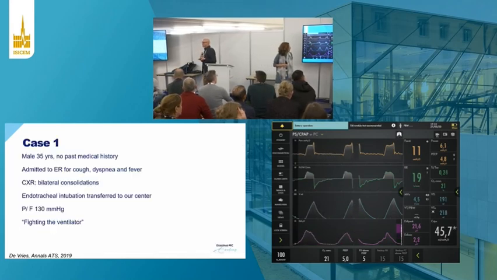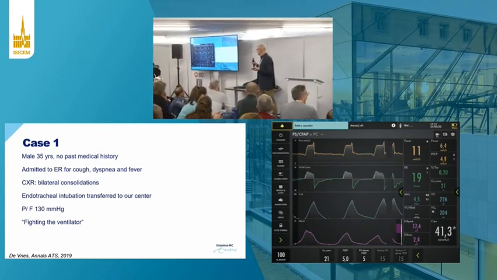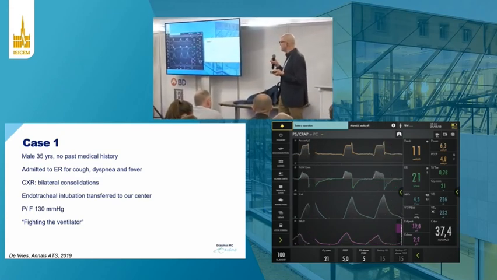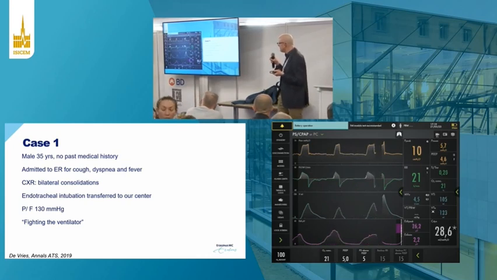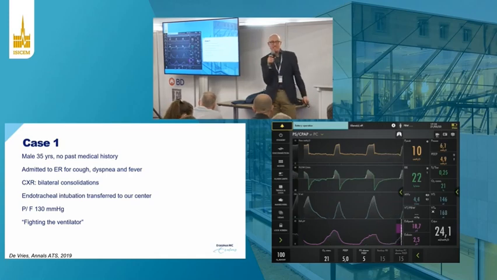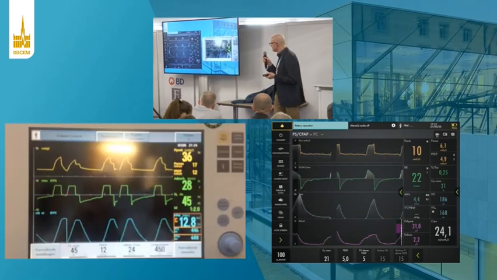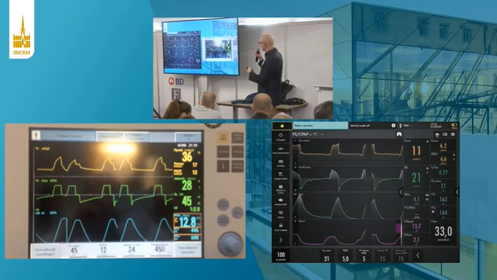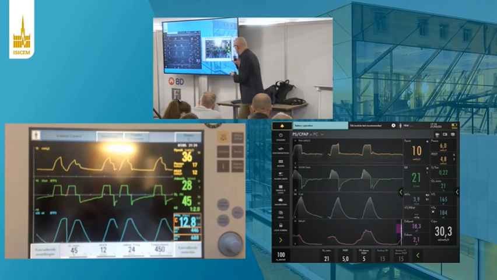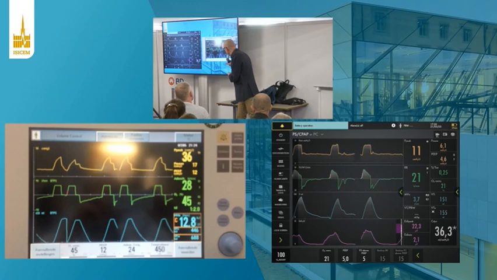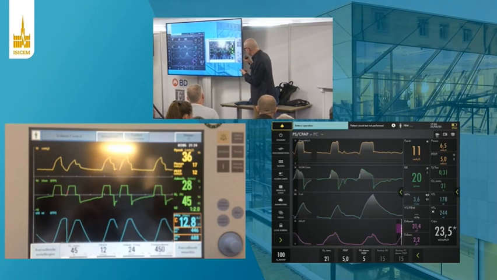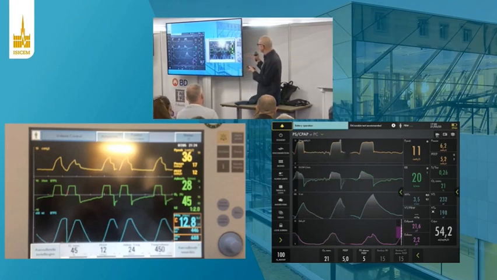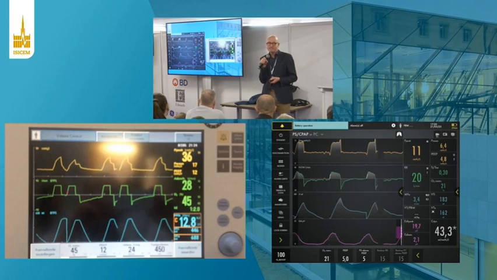So we have a quick case to discuss right here. It's a male, 35 years of age, no past medical history, admitted to the ER for cough, dyspnea, fever, bilateral consolidations, PF ratio 130. And the problem is he is fighting the ventilator. And this is how it looks. So the upper trace right here is pressure, flow, and volume. And as you can see, he's in volume-controlled ventilation. Tidal volume 450 ml, respiratory rate 24, PEEP of 12. So if you look just right here, what would you say?